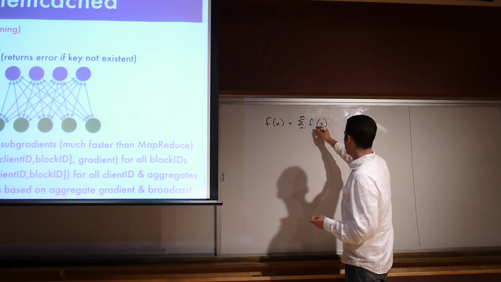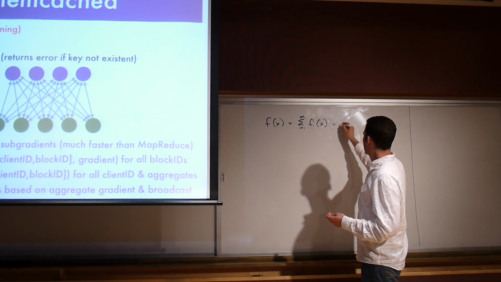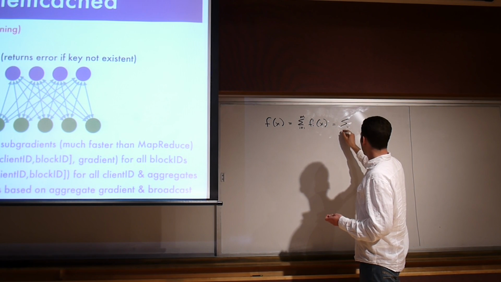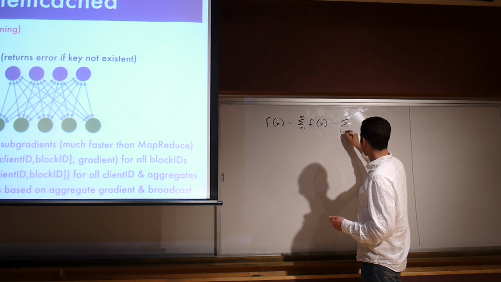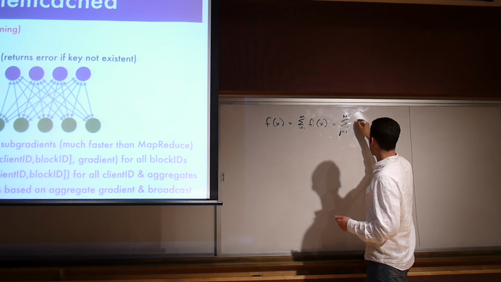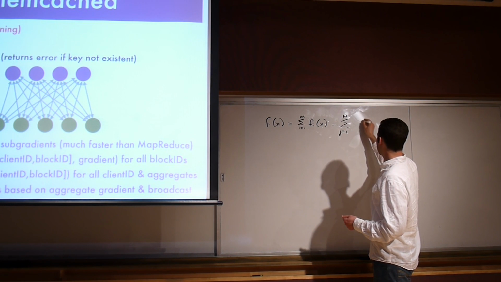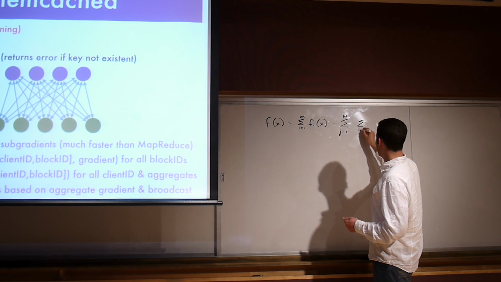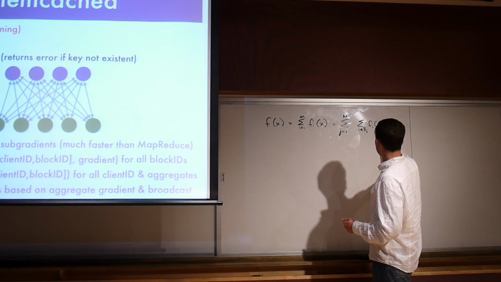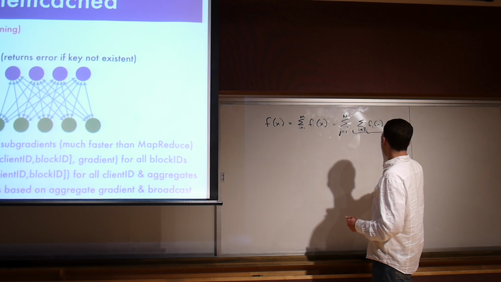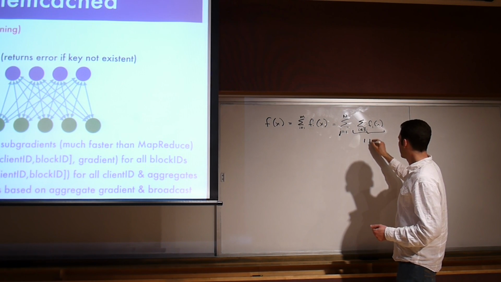So now I'm going to break that into blocks. I'm going to break it into blocks, j going from 1 to n blocks, and here I have basically sums over the i's being in block j of f_i(x). So this is one machine.